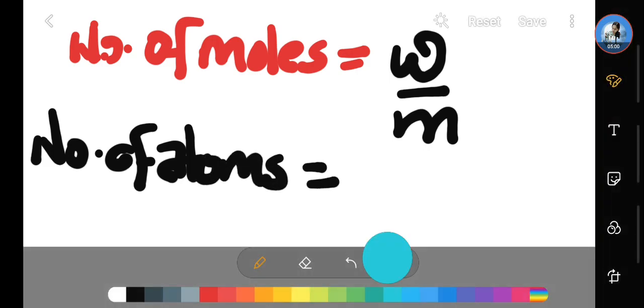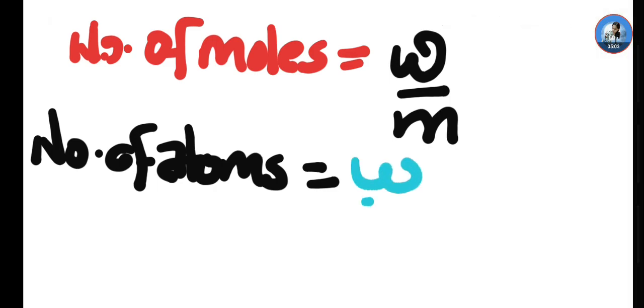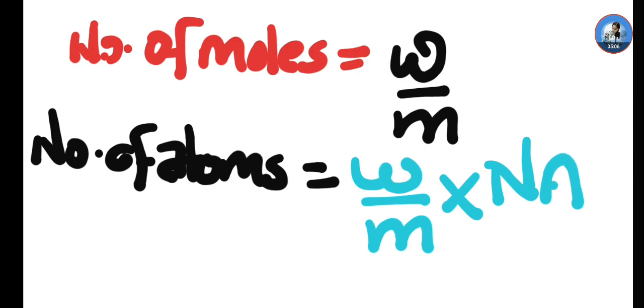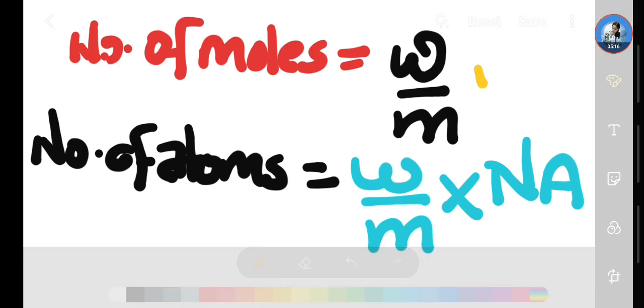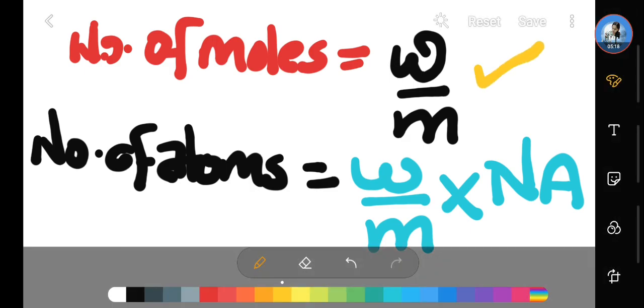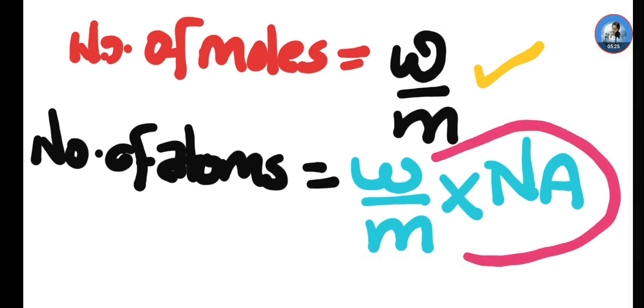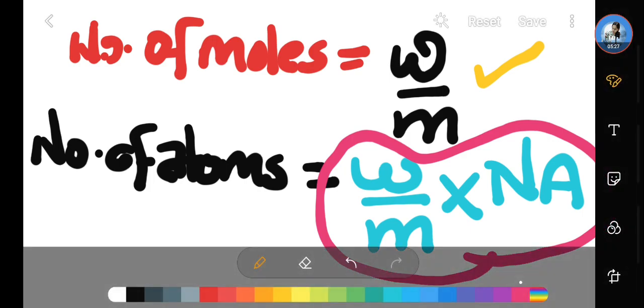Second formula, number of atoms. For the number of atoms, the formula is W upon M multiplied by Na. Na is here the Avogadro number. So there are two formulas, students. First, for calculation of the number of moles, that is W upon M, and second, for calculation of the number of atoms or molecules, the formula is W upon M into Na. Okay.